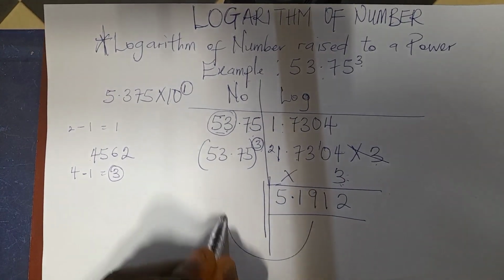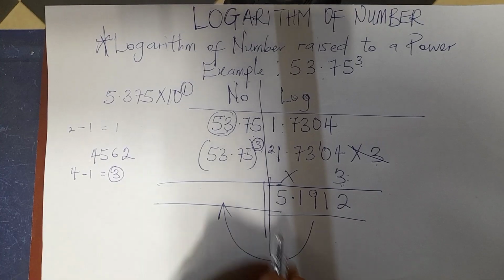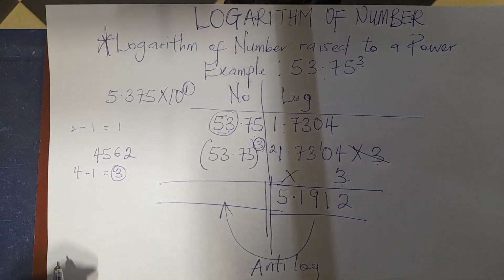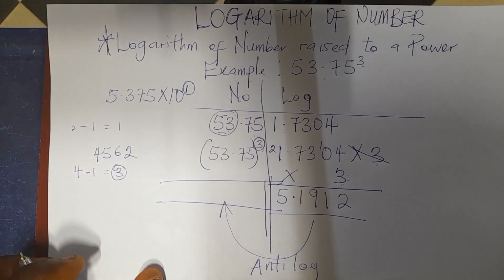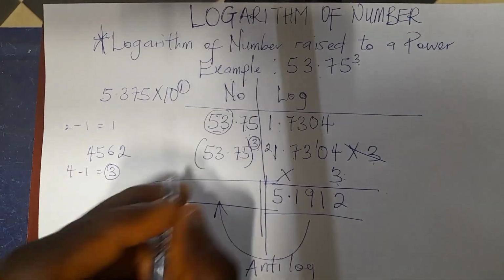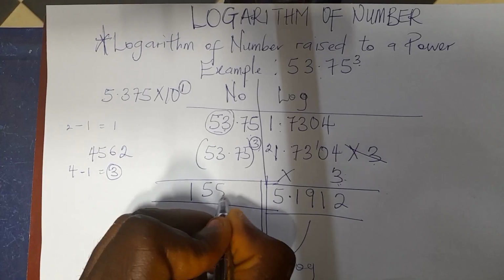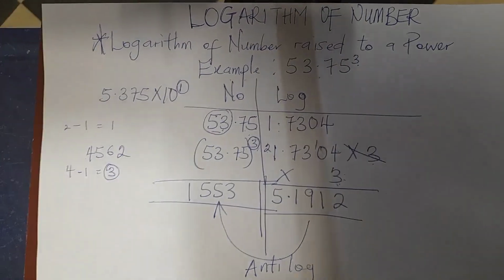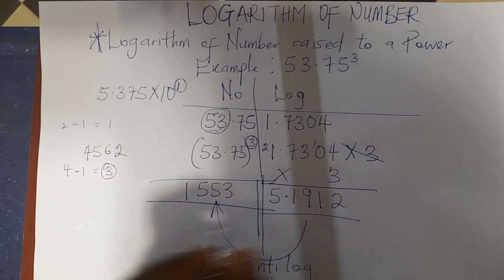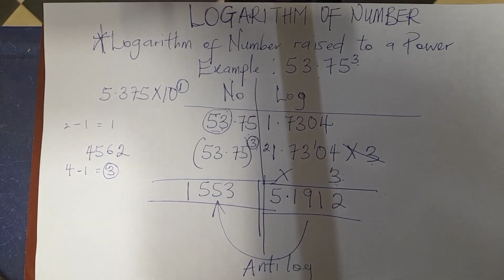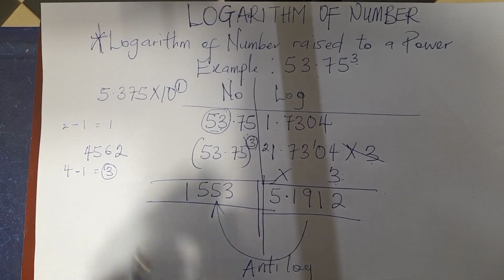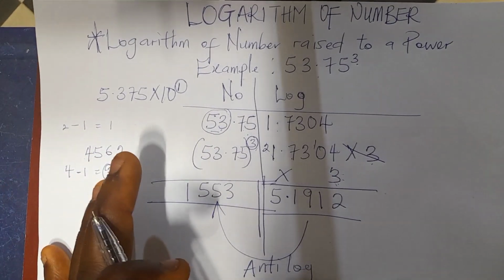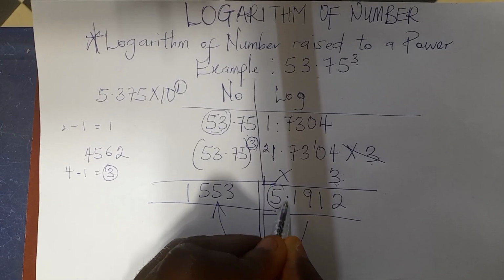What do you need to do now? You need to look for the anti-log. Okay, now looking for the anti-log. The anti-log will give you 155.3. Okay, now this is the anti-log of this particular number. Now what are we considering? We don't know where the point will be. We don't know whether it will have a point or it won't have. Okay, now we are considering 5.